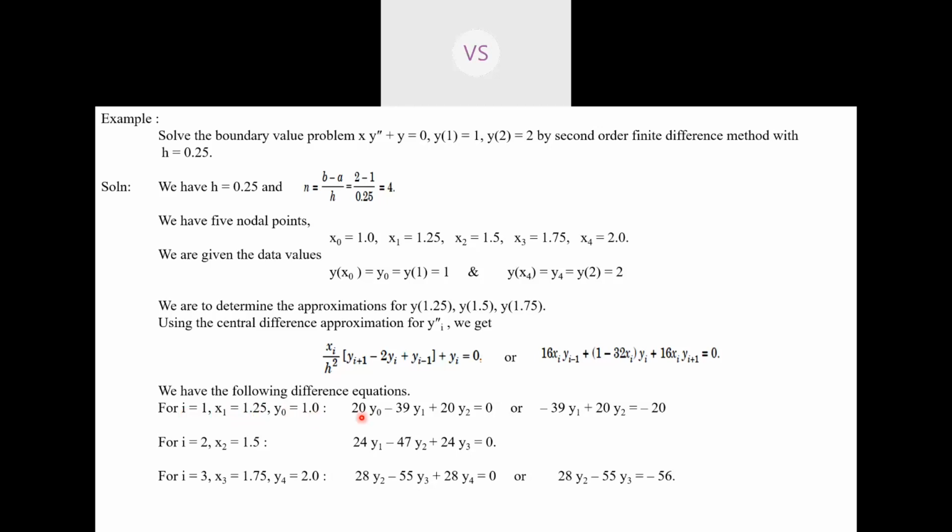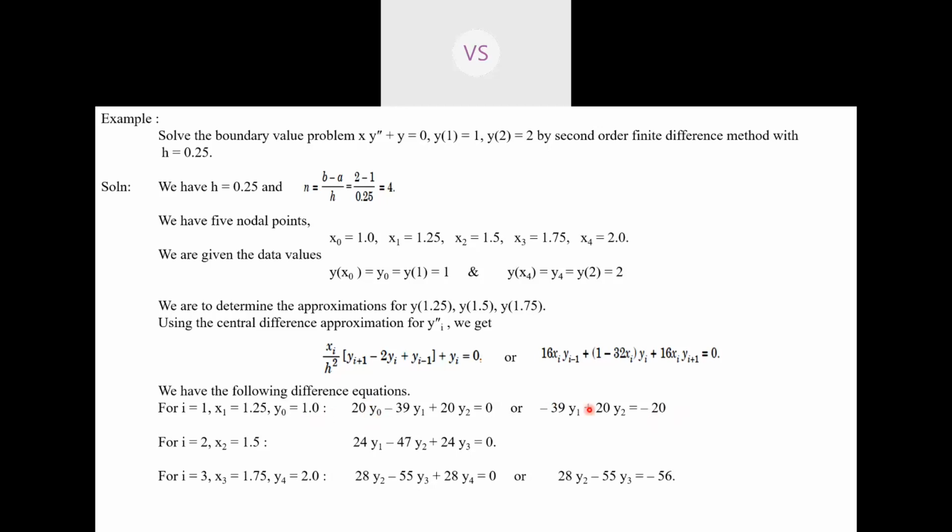Finally you will get this equation. You have to substitute these values over here in this equation. So you will get the equation as 20y0 minus 39y1 plus 20y2 is equal to 0. What is the y0 over here? Y0 value is 1, so it will be 20. This will go on the right side, it will become minus 20.